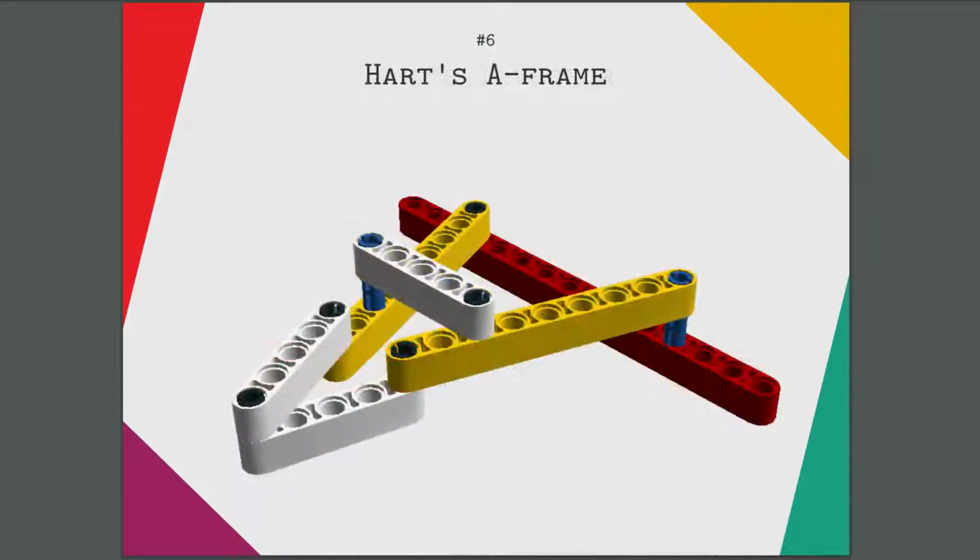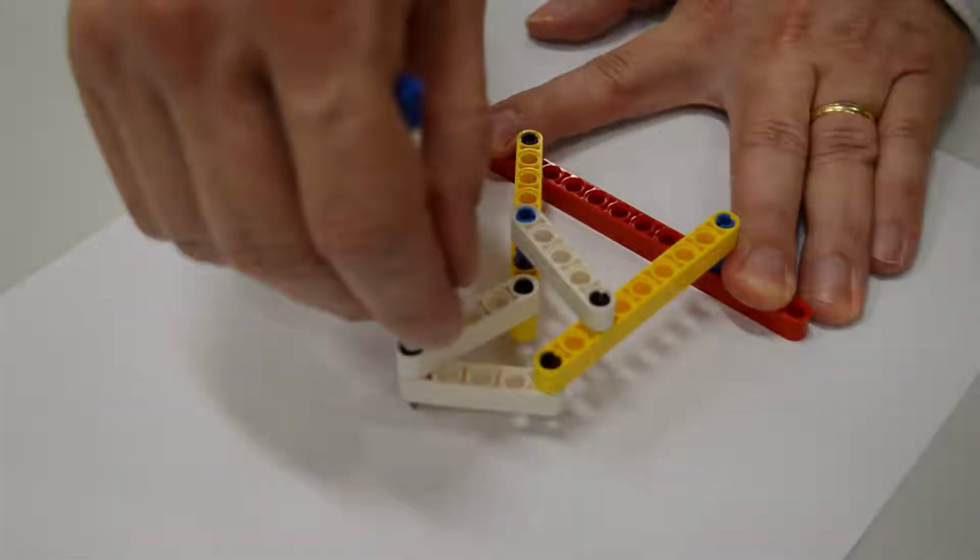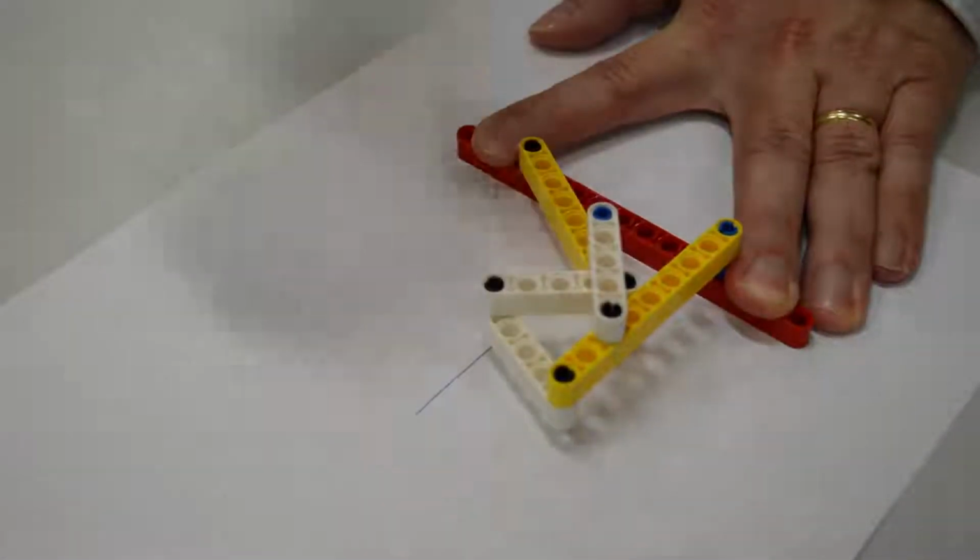Another linkage by Hart is his second inversor that produces a truly straight linear motion, too. This second linkage forms an A-frame.